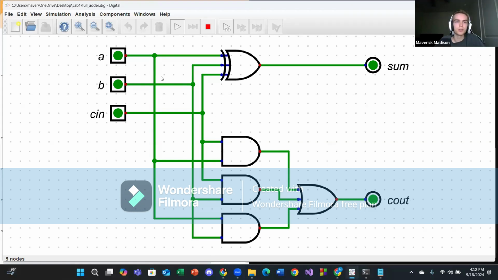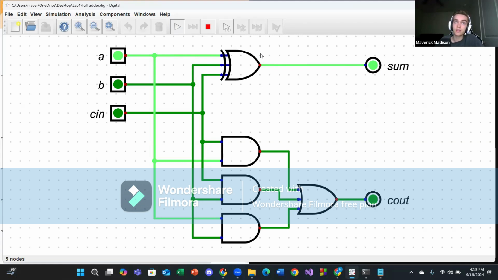Now let's just do another example. Let's just turn A to be 1 and keep all the other inputs as 0. Now sum is 1 and carry out is still 0. Why is this? The XOR gate now has one input being 1 going in, and therefore we can see that our sum is 1.